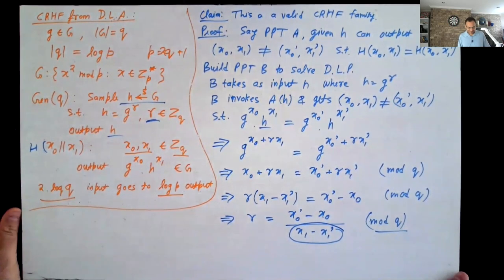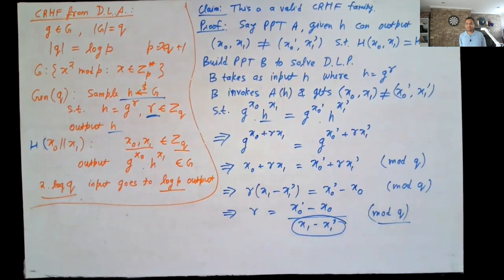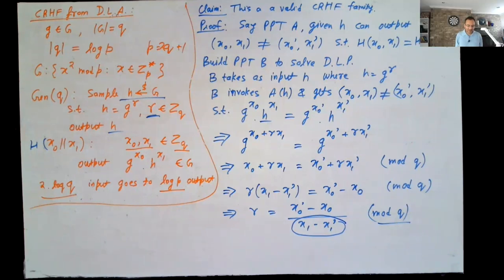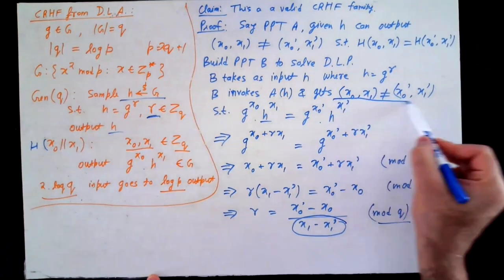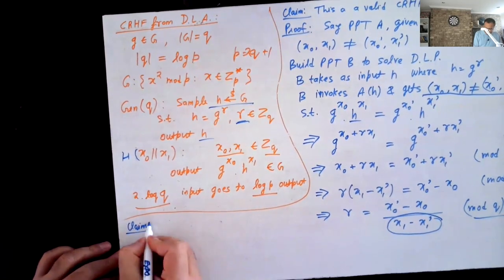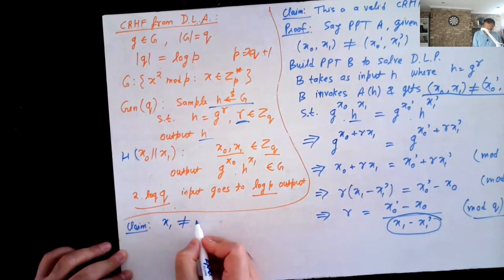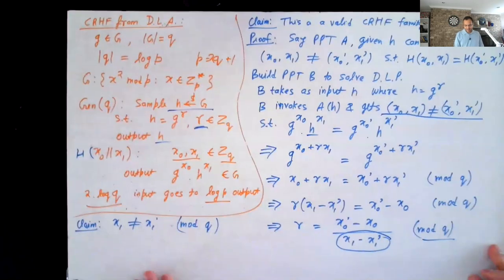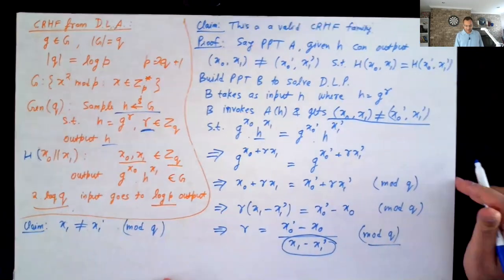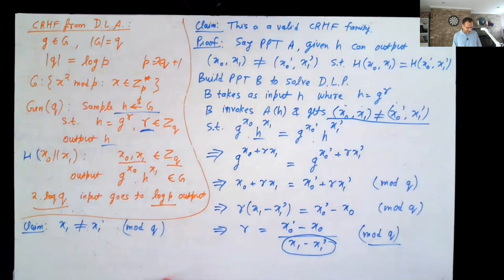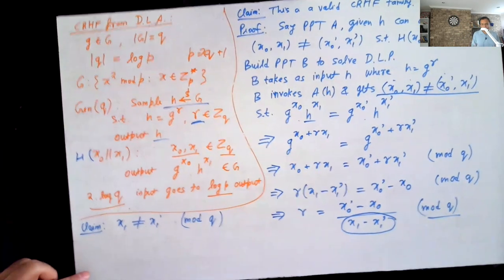So what is the remaining step here? It can be a division by zero, like x1 prime and x1. Yeah, that's great. We didn't even use the fact that these two inputs are different. So now we need to prove a different claim, which is that x1 is actually not equal to x1 prime mod q. But this equation by itself doesn't give you that. This equation just tells you that either x0 and x0 prime are different or x1 and x1 prime are different. But we do need x1 and x1 prime to be different.